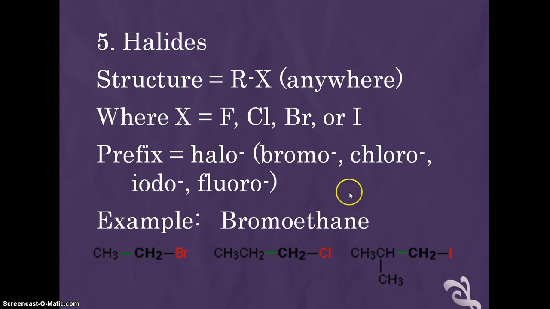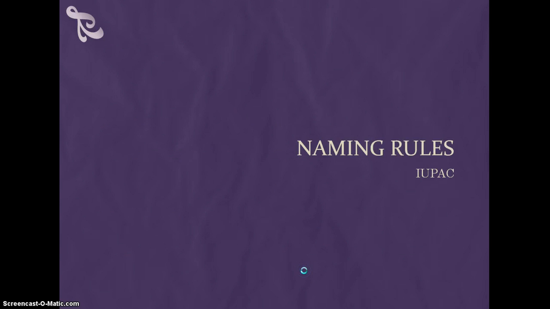Halides, think halogens. So anything from group 17: fluorine, chlorine, bromine, or iodine. An X is what you use when you don't know which one you have. Halo is the prefix that you use when you don't know which one of the elements you have. When you do know, you replace halo or the X with the symbol or the name. So bromine becomes bromo, you have chloro, iodo, and fluoro. So for example, I have 2 carbons. This is bromoethane. 3 carbons would be chloropropane.